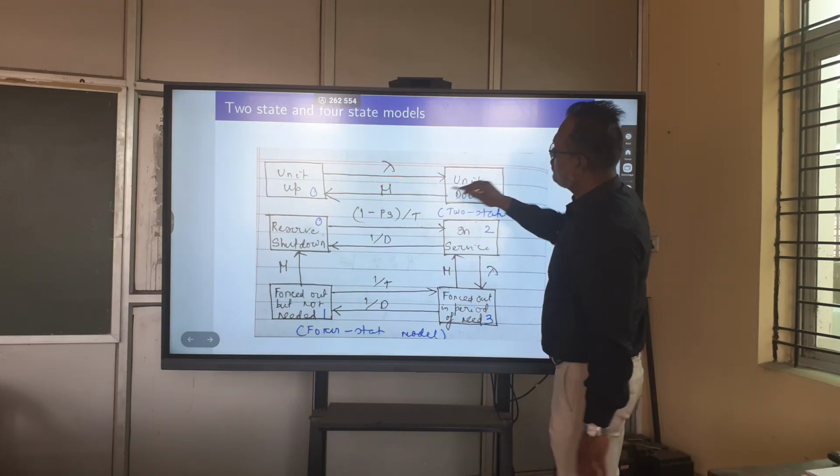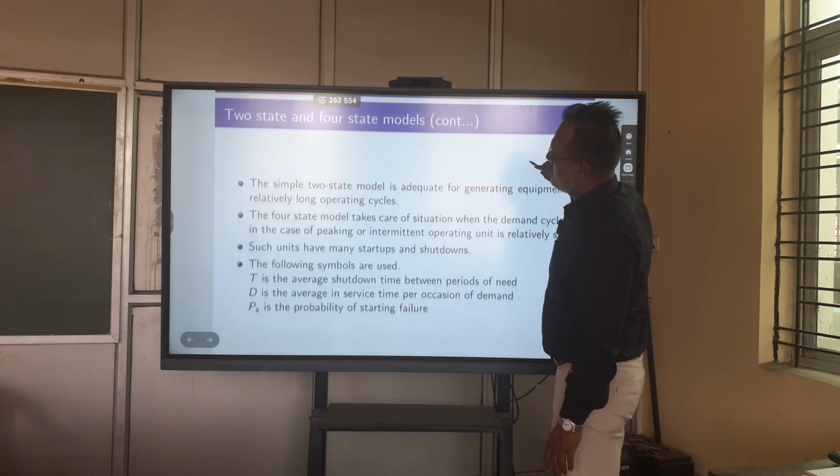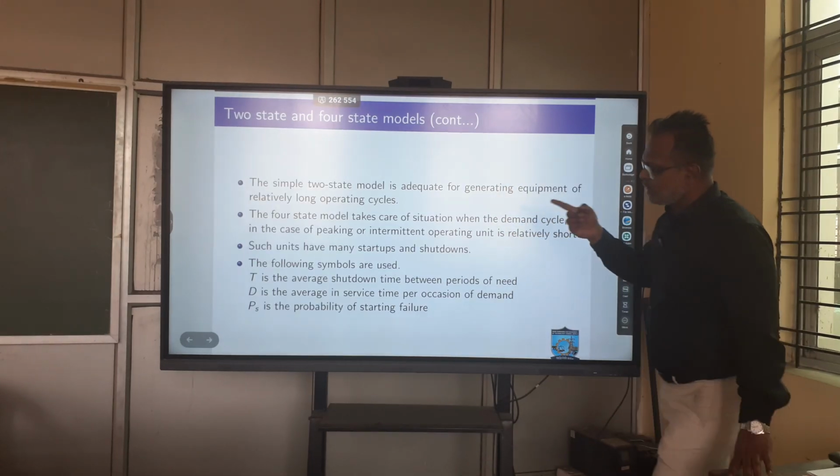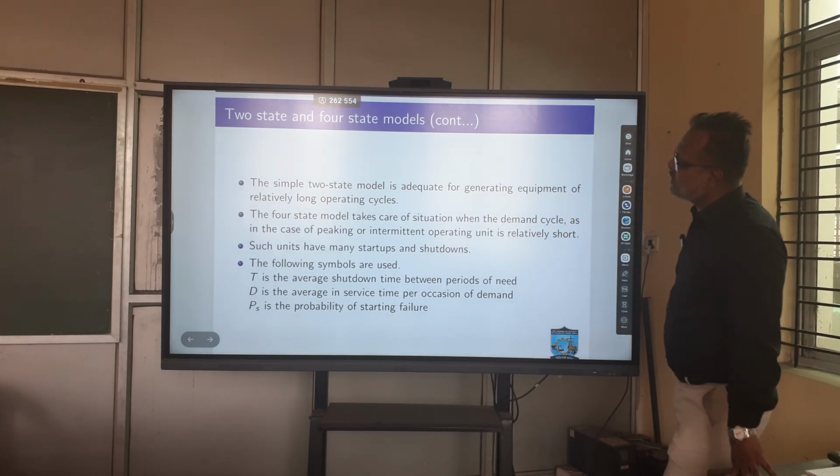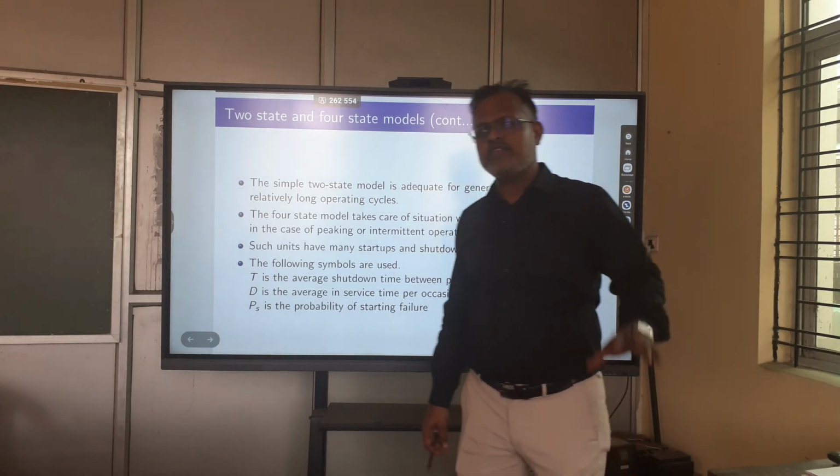Unit up, unit down, 0. Now, whatever I have explained, the simple two-state model is adequate for generating equipment of relatively long operating cycles. So for our case, the two-state model is sufficient.